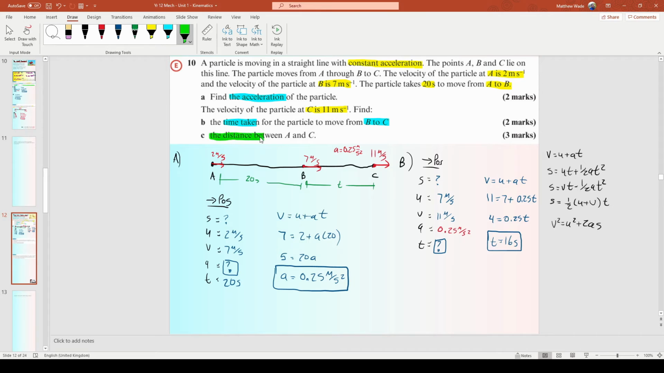C, which is meant to be a bit of a trick question, but it's not too bad, to be honest. Find the distance between A and C. Well, check it out, my buddies. You've got two options. What do you think? Pause and tell me what you think.